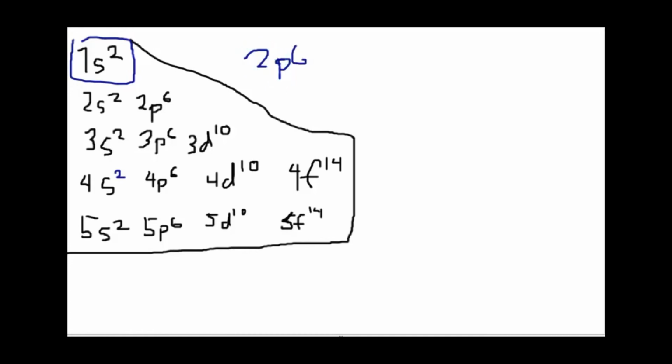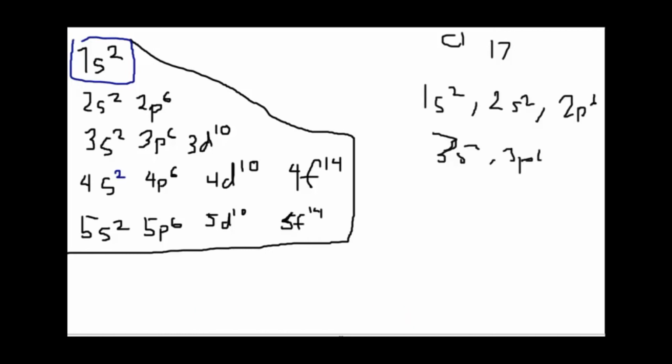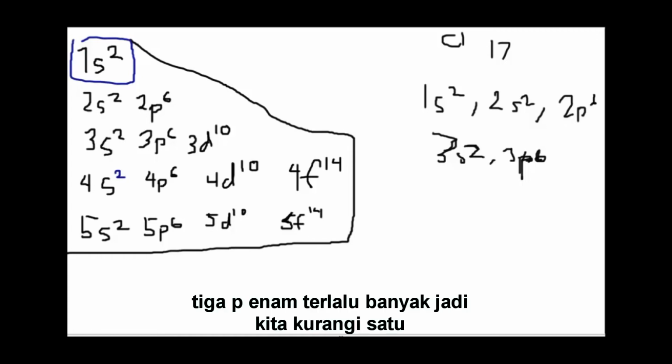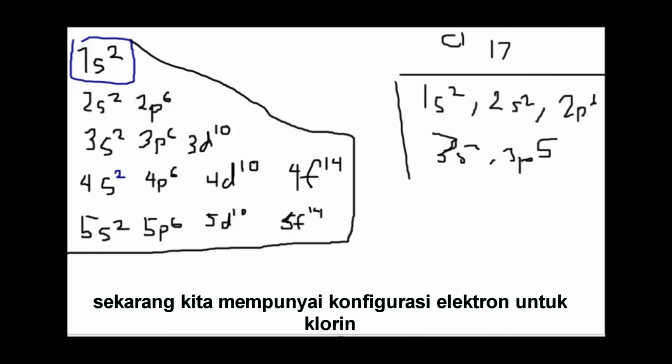So let's make an example. Chlorine has 17, right? So that's 1s2. Let's count how many that is first. 2 plus 2 is 4, 4 plus 6 is 10, 10 plus 2 is 12, 12 plus 6 is 18. So that's too much, right? So we need to minus. So we only need to have 3p5. That's it. So we now have the electron configuration of chlorine.